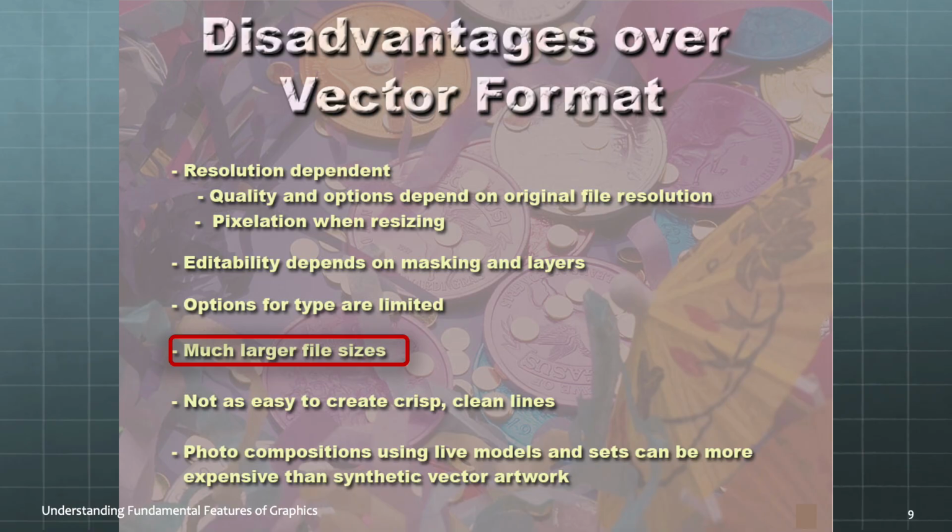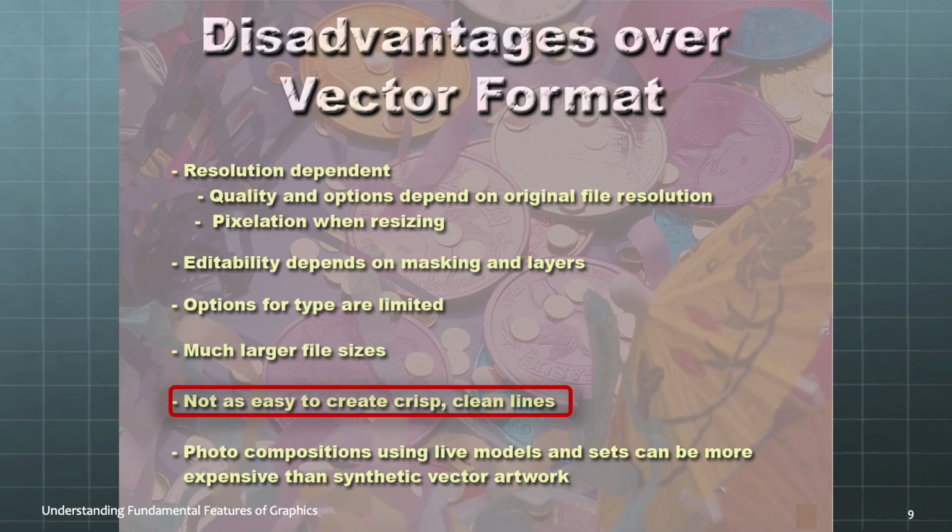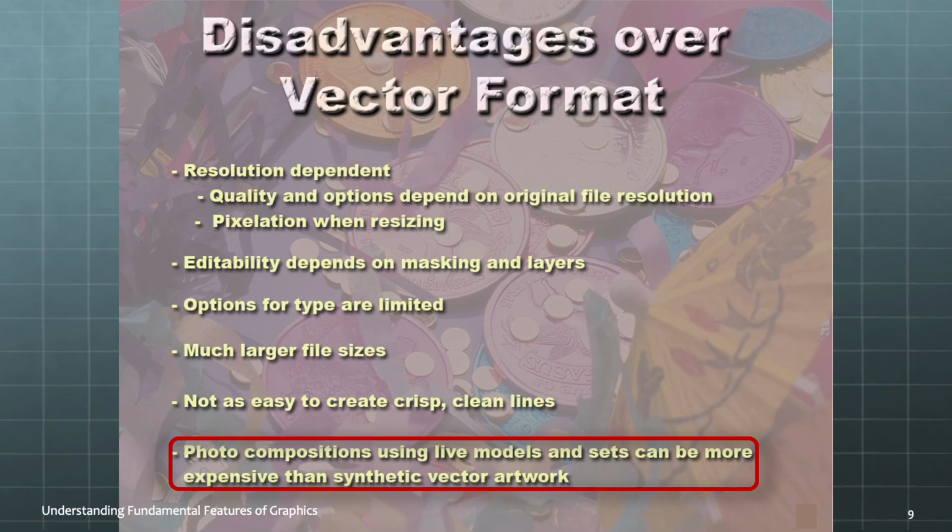The file sizes for raster graphics are inherently much larger, simply because every pixel in the image has to have a color number specified for it, whereas in vector graphics, math formulas that could be only a few lines of code sit behind the scenes to specify parameters for objects in the artwork. I wouldn't say it's hard to create crisp, clean lines in raster programs, but that is definitely easier to do in vector programs. Again, because geometry is at work behind the scenes to create perfect curves and lines.